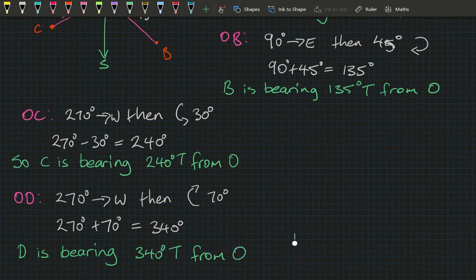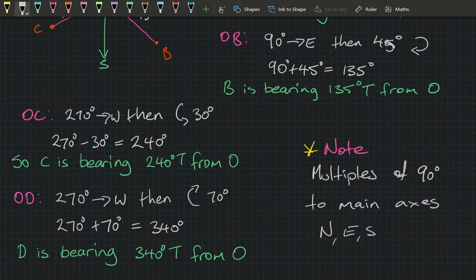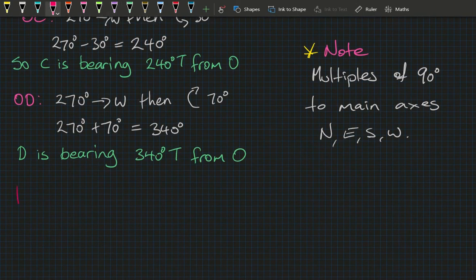Alright, so that's it for part A. Hopefully that was really straightforward. You shouldn't get too confused with the clockwise, counterclockwise. And also take note that it's multiples of 90 degrees to each of the main axes. Okay, that's not news, but NESWAT will do. Alright, let's move on to part B, where we're going to have to move in the opposite direction this time.